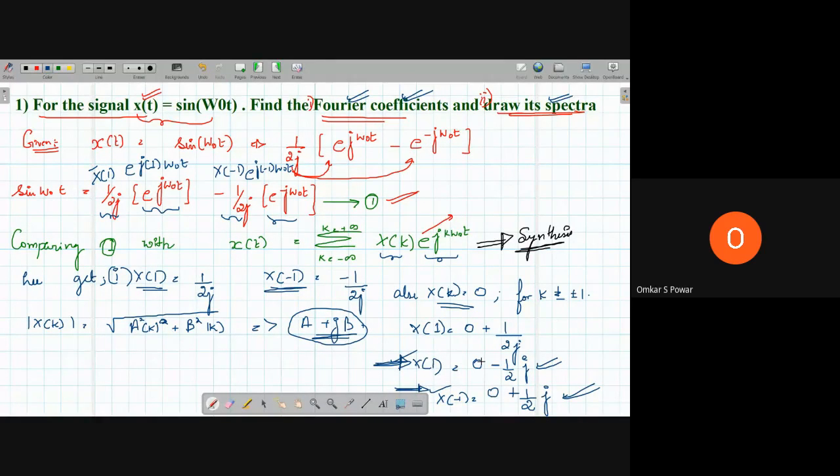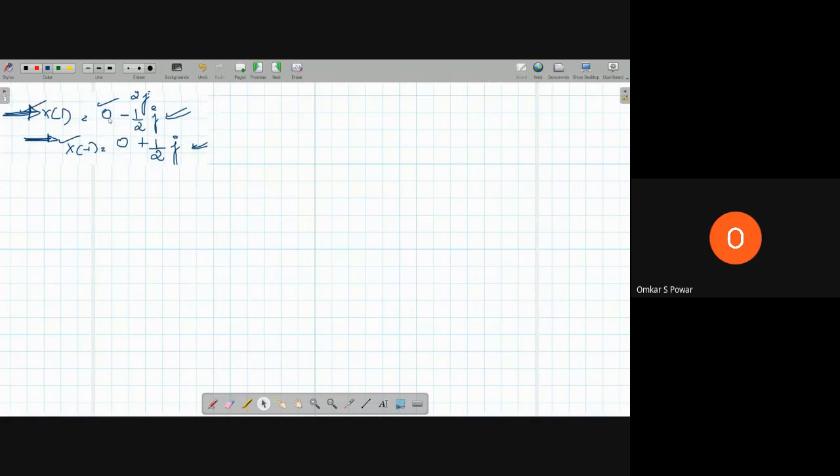So now we know what is a and what is b. We can get the magnitude spectra and also the phase spectra. So let me take you to the next sheet so that we can do them. Okay. So now we know x of 1 and we know x of minus 1. In terms of a plus jb, we have expressed it. So now let me write the magnitude spectra.